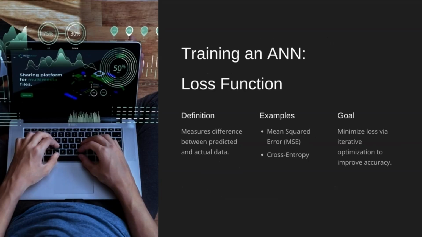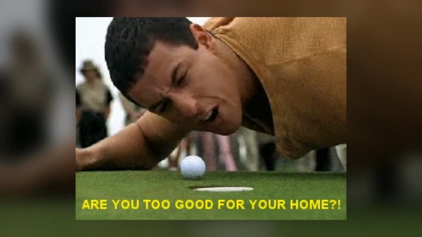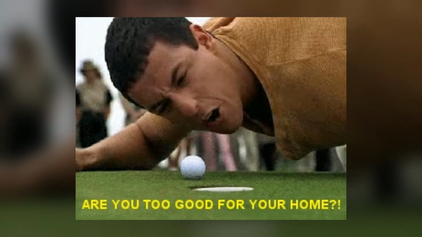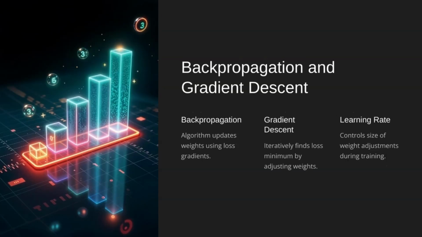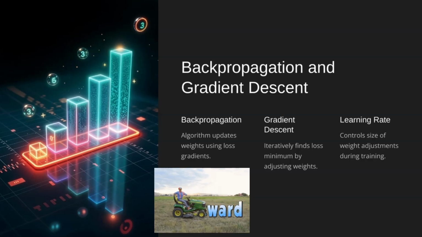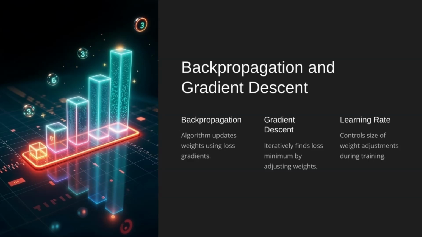The loss function tells us how far off our predictions are from the actual results. Common examples are mean squared error and cross entropy. The goal? Minimize that loss to make the neural network smarter with every step. Backpropagation adjusts weights by tracing errors backward through the network. Gradient descent uses these errors to tweak weights and lower the loss. The learning rate decides how big each tweak should be.